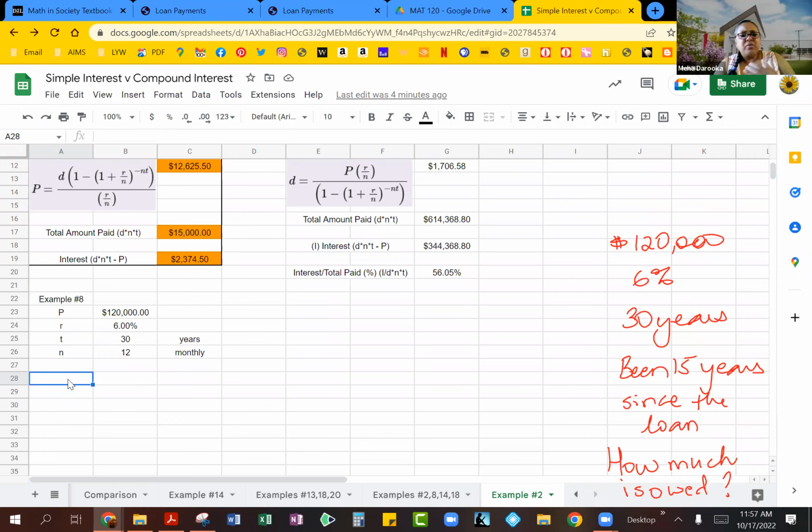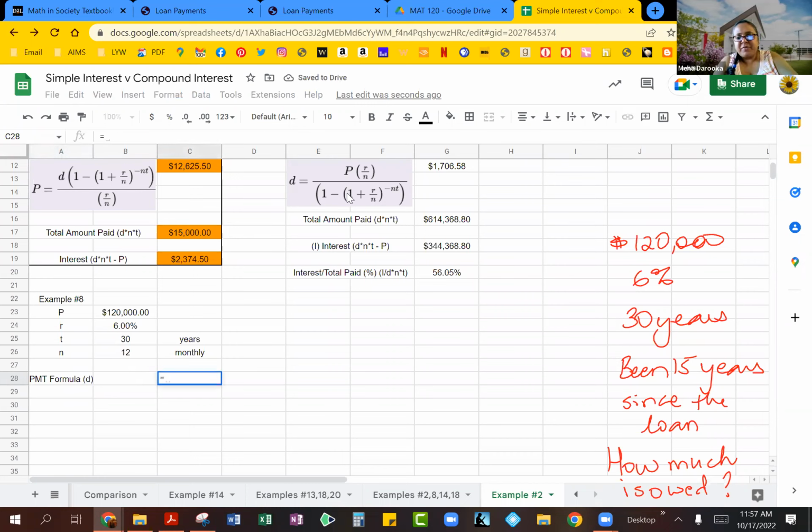So let's start out with the original loan, right? You have the $120,000 at 6% for 30 years, and we're making monthly payments. So let's first figure out what our monthly payments are going to be. Since you're figuring out the monthly payments, you do want to use the PMT formula, and that will give us our D value.